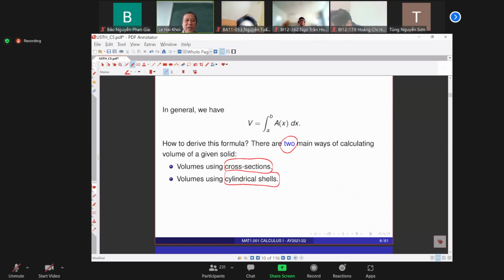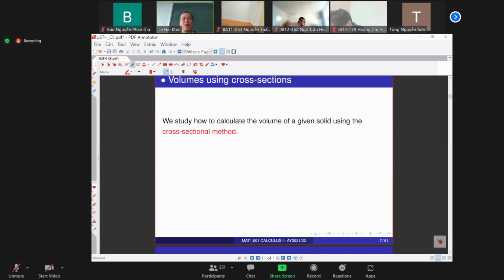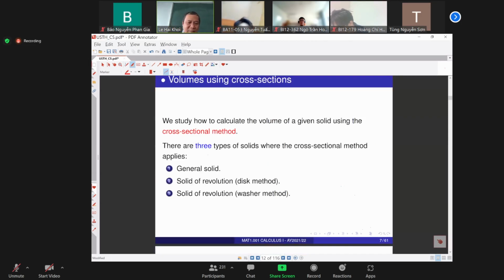Okay, so here you see, even for this method, we can have three types of solid for which the cross-sectional method applies. First, a general solid, in general. The second, a solid of revolution or rotating.